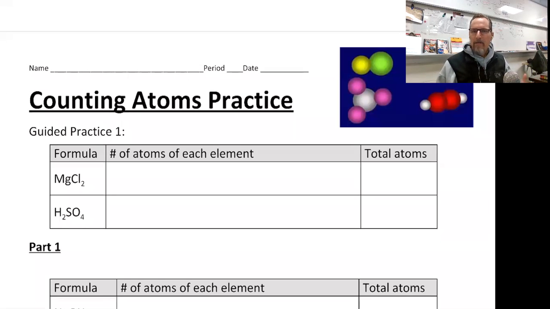Good morning. And in today's video, I wanted to talk a little bit about counting atoms and to go through several of the guided practice parts. Now, there are several parts to this practice page. And so I'm only going to go over the first few examples to give you guys some guided practice that will help you.